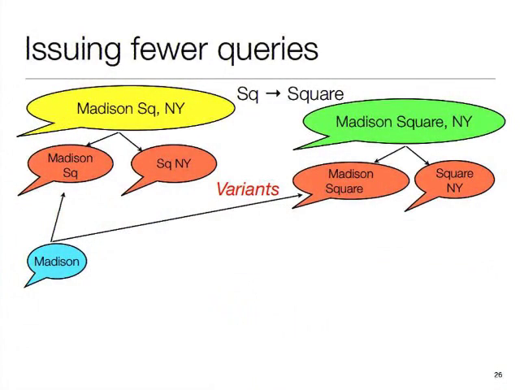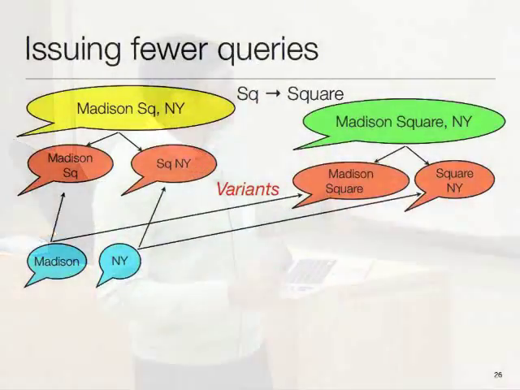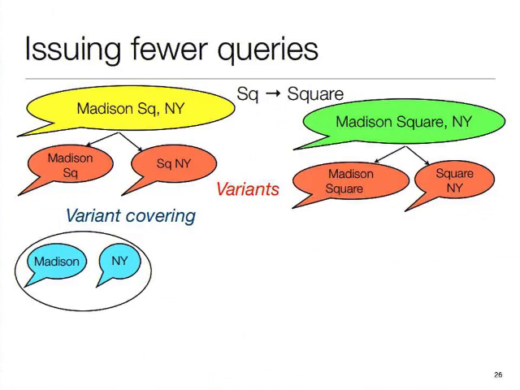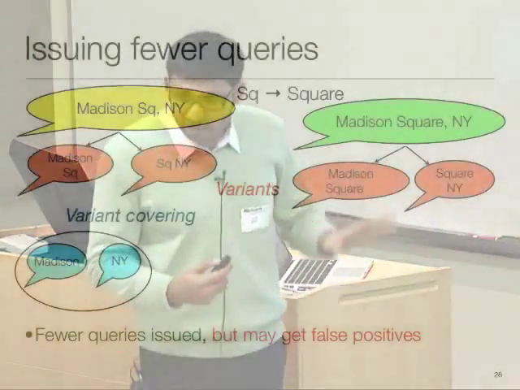Think of a blue query which is Madison. This arrow denotes that this query result contains all the results from these two red queries. Because if you have fewer keywords, you get more results, a union of results. So now by issuing the blue query, we are sure that we get all the results from those two red queries. Similarly, by issuing this other blue query, the NY, we get those two. So at this point, we can notice that by issuing these two queries, we'll get a superset of all results for all the variants. And this is what is called a variant covering.